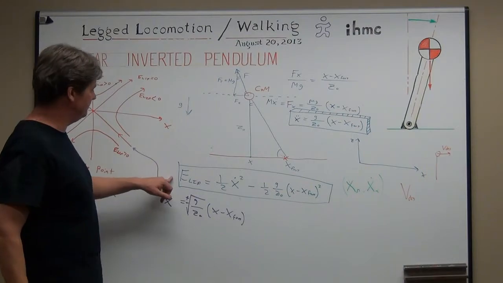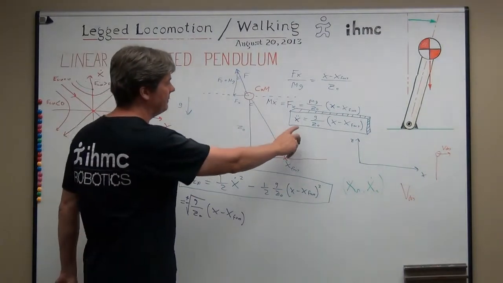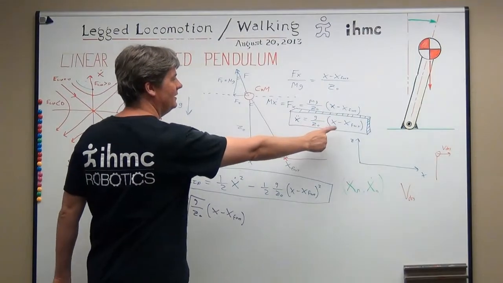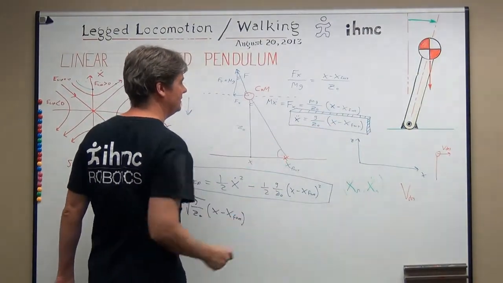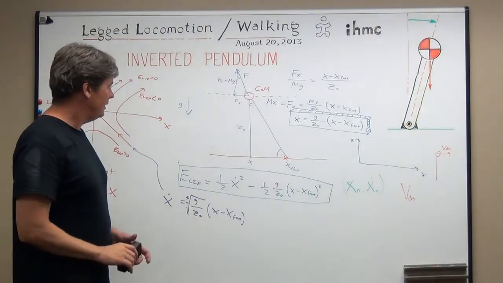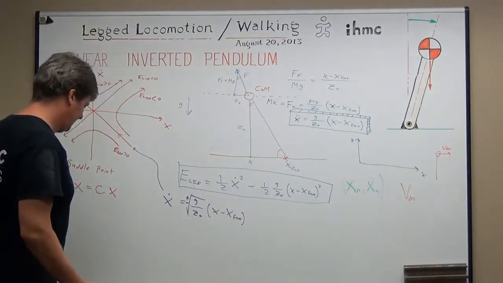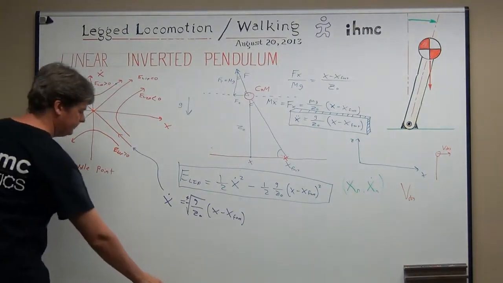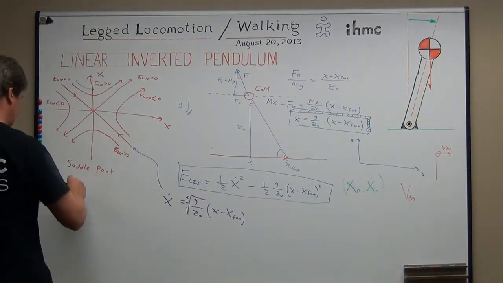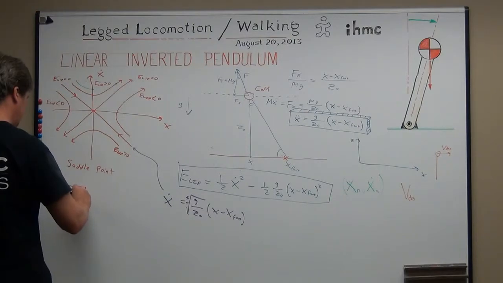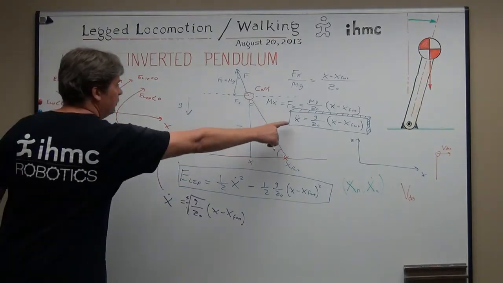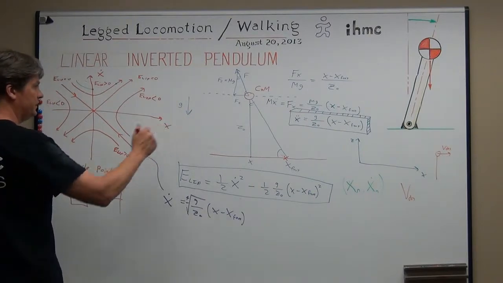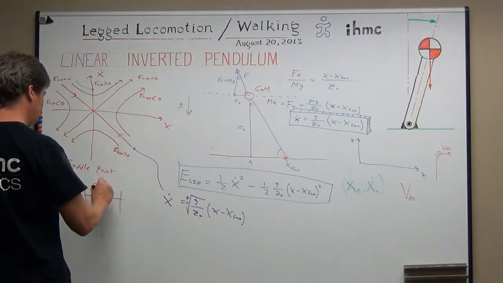The camera lost that, so let's do it again, the linear inverted pendulum. Again, you have x double dot equals a constant, g over z naught, times the distance x minus x foot, which is a lot like a mass and spring. So you have a unit mass, m equals 1, connected to a spring with a spring rate of negative g over z naught.